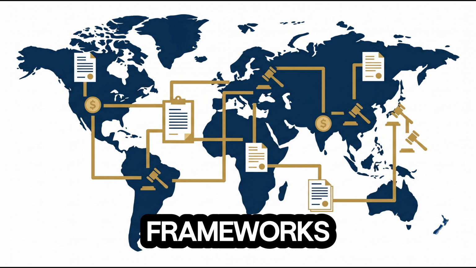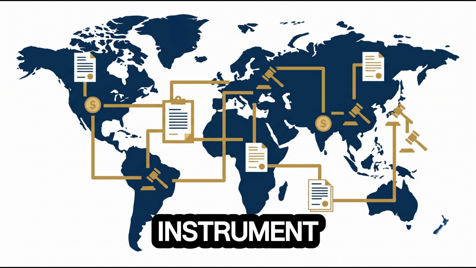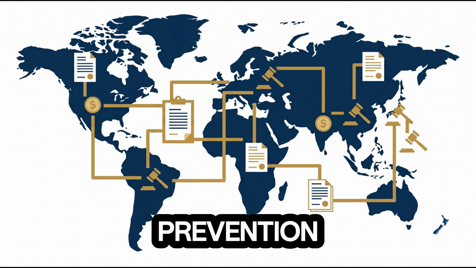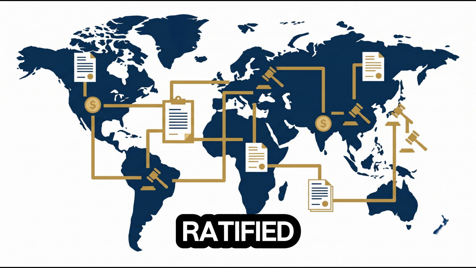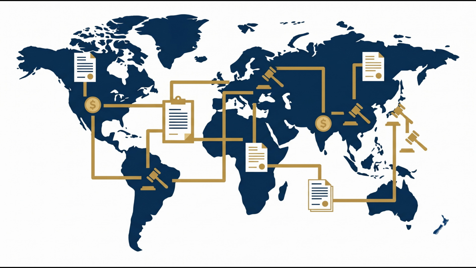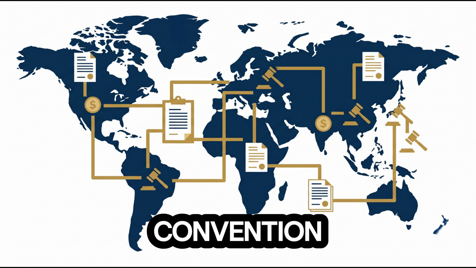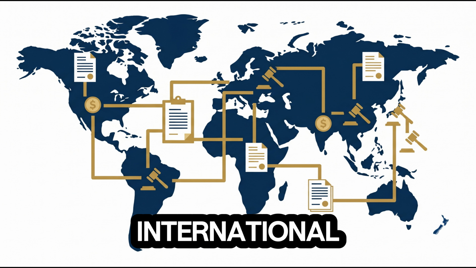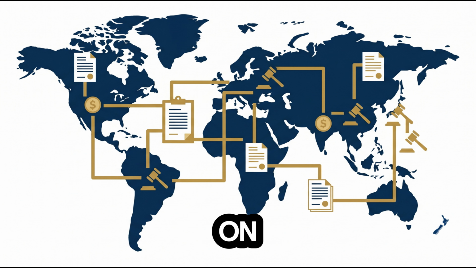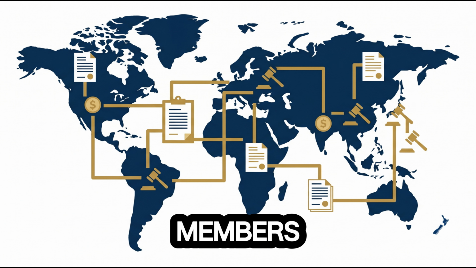Key international frameworks. UNCAC, UN Convention Against Corruption, 2003. The primary global legal instrument against corruption. Covers prevention, criminalization, international cooperation, and asset recovery. Ratified by over 190 countries. Organization for Economic Cooperation and Development Anti-Bribery Convention. Focuses specifically on bribery of foreign public officials in international business transactions. Binding on Organization for Economic Cooperation and Development members and several non-members.